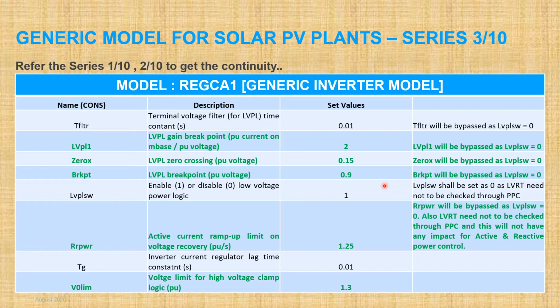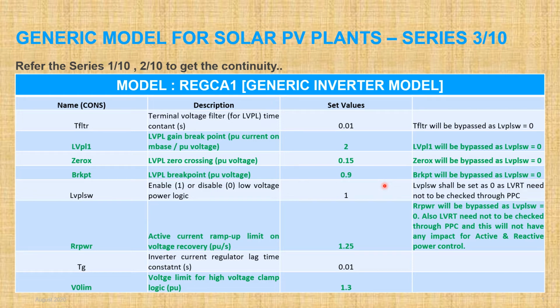Now here you will see that some of the colors I have chosen are black and some are green. I have chosen that specifically to make you understand the difference between the default parameters and the parameters we need to set. The parameters highlighted in green you need to set based on the requirements of the grid code, and the parameters in black you need not set much, because these are almost default parameters.